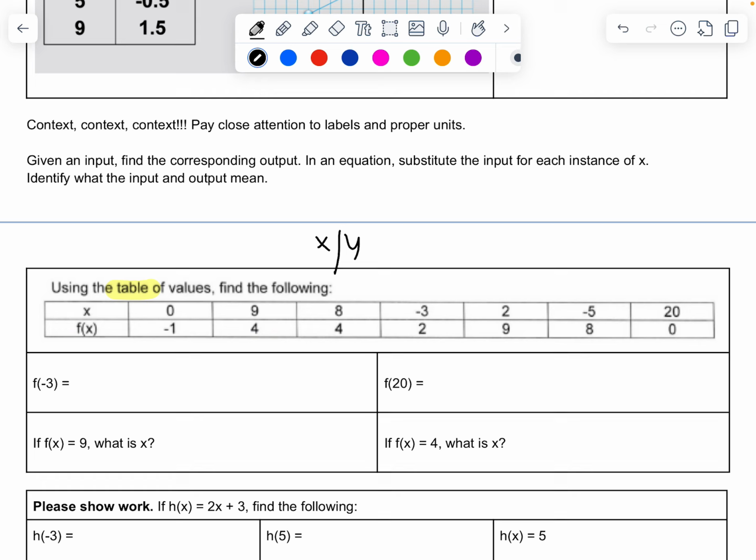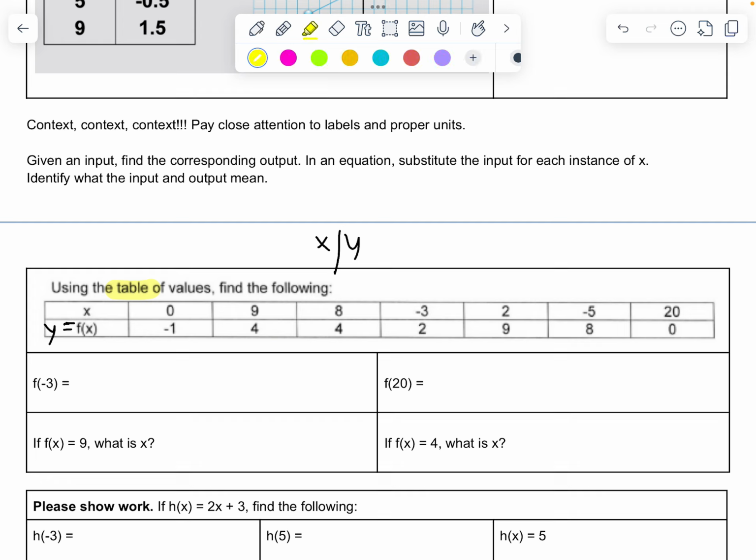When we see f of x, remember it is interchangeable with y, so if you like thinking about f of x as a y value, how would this thing appear on a graph? That might help you out. Always put the y next to the f of x. That's certainly something that you can do.